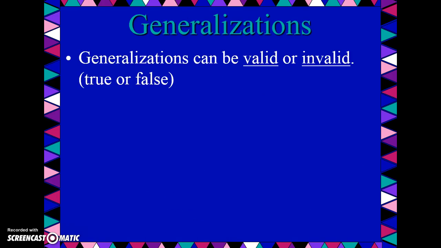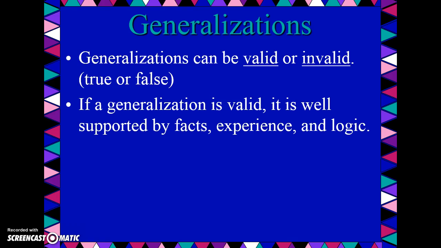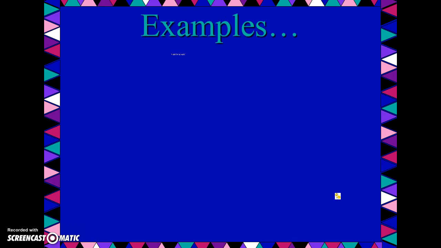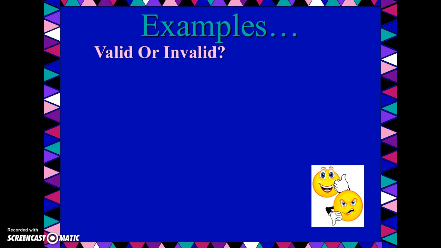Pretty easy, right? When we think about generalizations, they can be either valid or invalid. Some people will also say that generalizations can be either true or false. If a generalization is valid, it is well supported by facts and experience and logic. If a generalization is invalid, it is not supported by all the facts. Experience and logic tell us it cannot be true. Okay, so let's look at a couple of examples here.